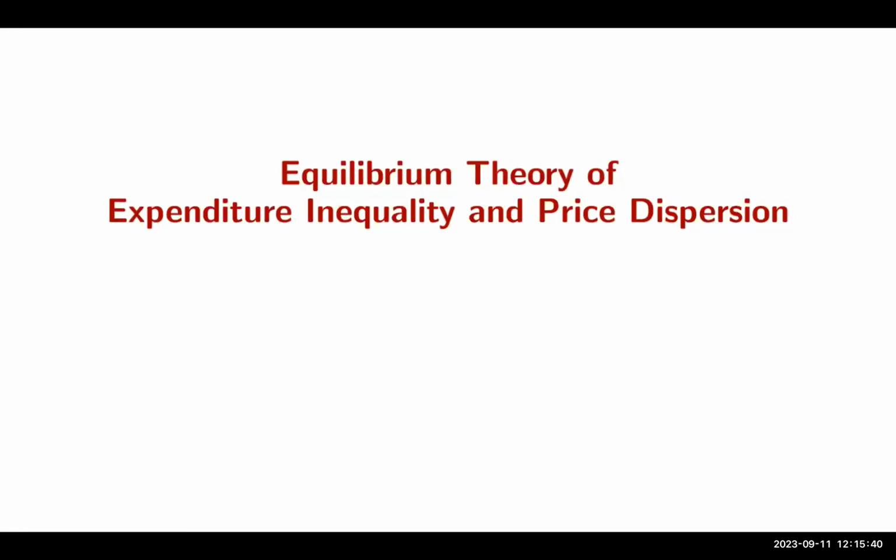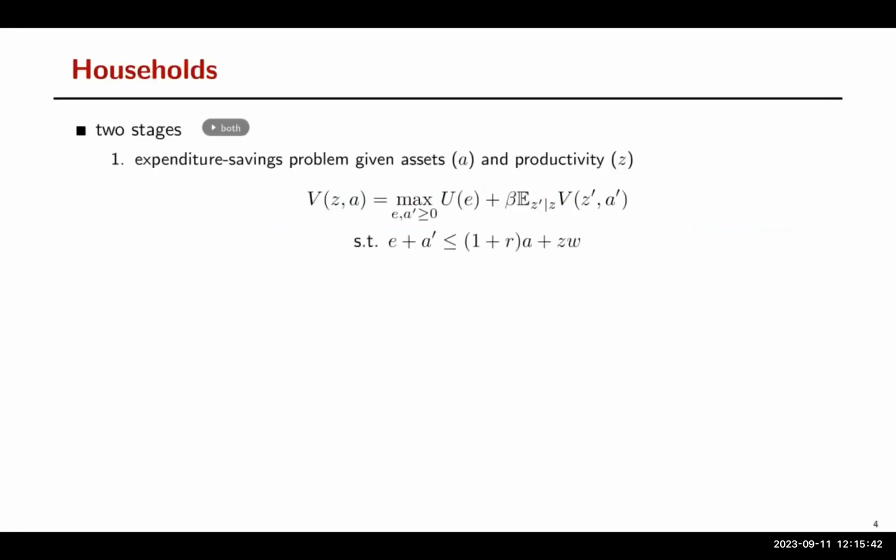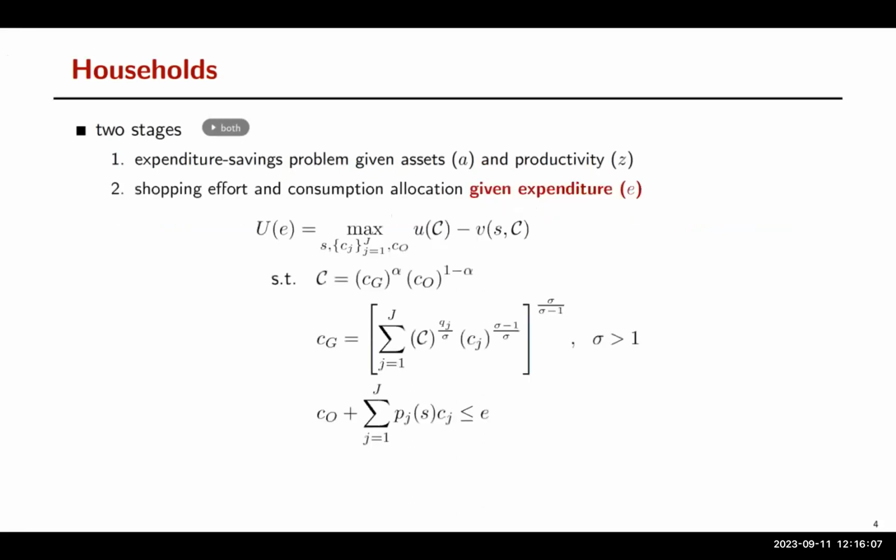So let me jump right into the model. And let me start by describing the household problem. The household problem here can be split into two stages. The first stage is a very standard expenditure savings problem, given some initial assets, given idiosyncratic income risk. Think of households in an Aiyagari kind of economy. The only difference here is that instead of having utility from consumption, I'm having an indirect utility function, the utility of expenditure. And this utility of expenditure is an endogenous object, and it's determined in a second stage.